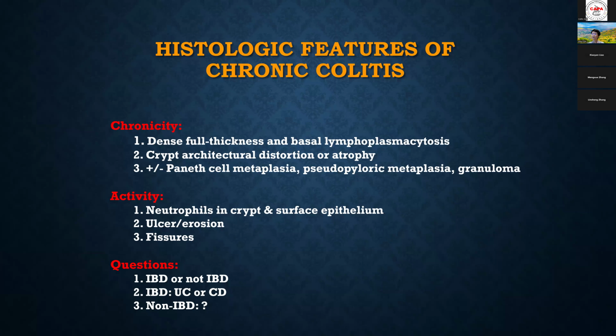So in summary, for chronic colitis, we see chronicity, including dense, full thickness, and basal lymphoplasmacytosis, crypt architectural distortion or atrophy, Paneth cell metaplasia, pseudopyloric metaplasia, and granulomas. When we talk about activity, we're talking about neutrophils in the epithelium, with or without ulcer or erosion, with or without fissures.